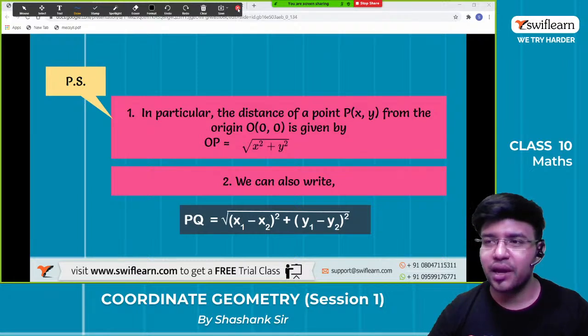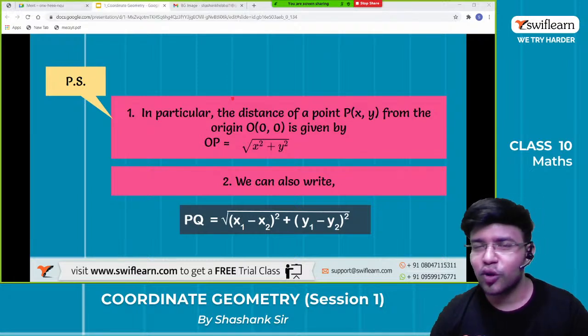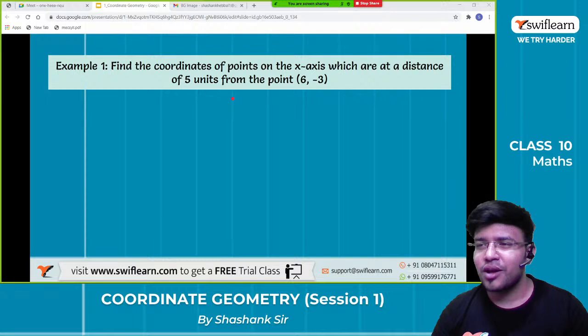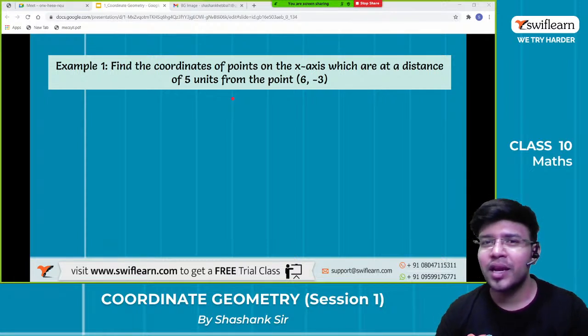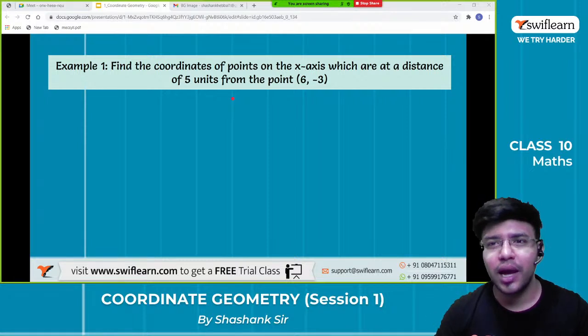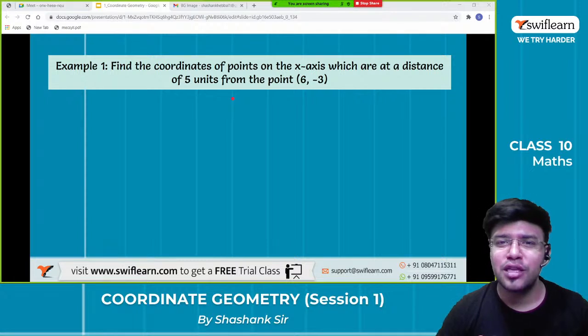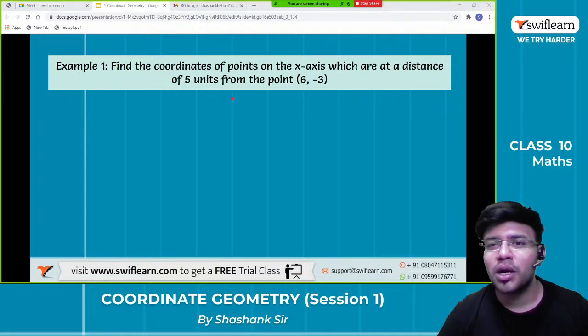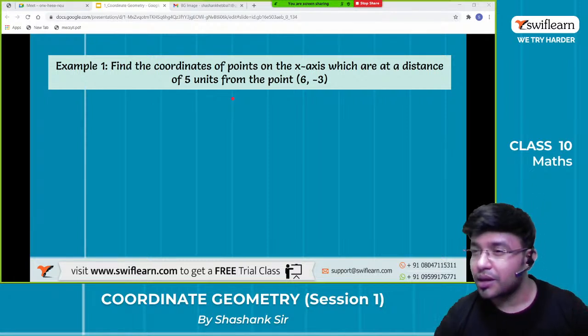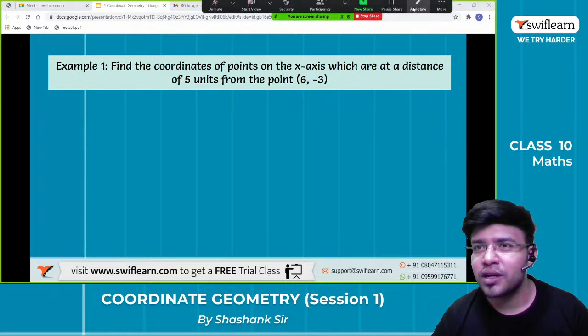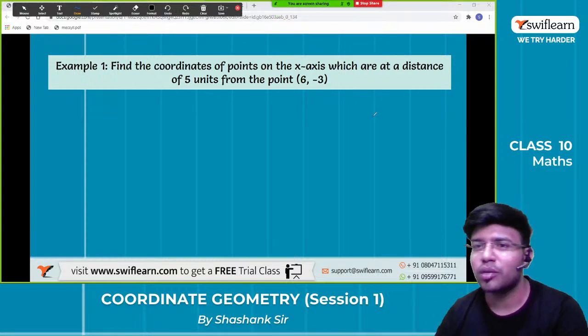Let us begin by solving some problems. First example. What is being asked here? Find the coordinates of the point on the x-axis which is at a distance of 5 units from the point (6, 3). Let us draw a rough diagram first so that it will help us to solve the problem.